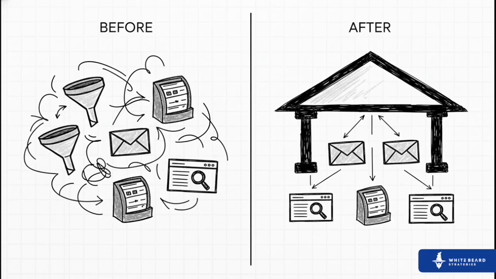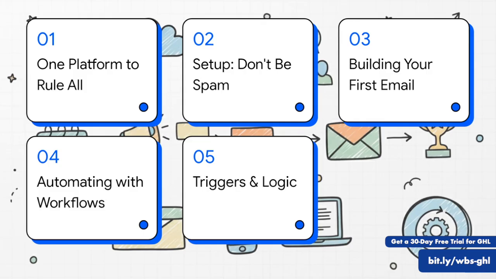Just think about it, your CRM, your funnel builder, and most importantly for us today, your email marketing powerhouse all living happily under one roof. No more trying to duct tape everything together. So here's our game plan for today. We're going to start with why having one platform is such a game changer. Then we'll get into the super critical setup to make sure your emails actually land in the inbox, not the spam folder. After that, we'll build an email together, put it on autopilot with workflows, and then finish up with some really cool power plays using triggers and logic. All right, let's jump in.